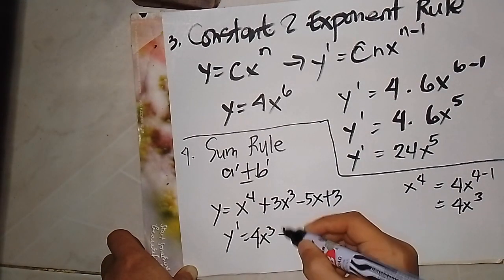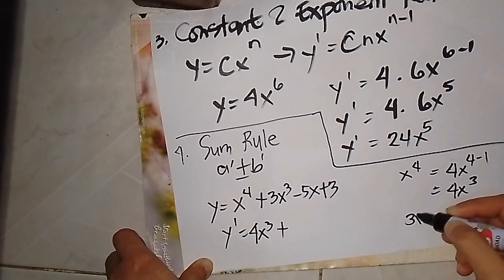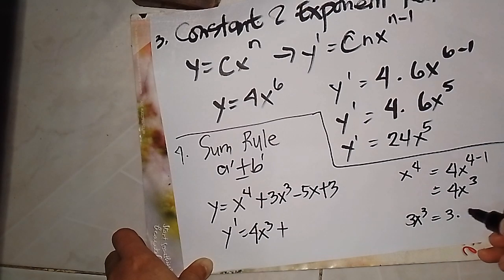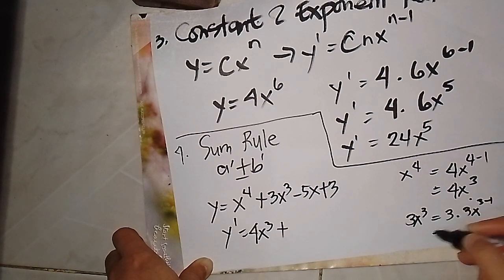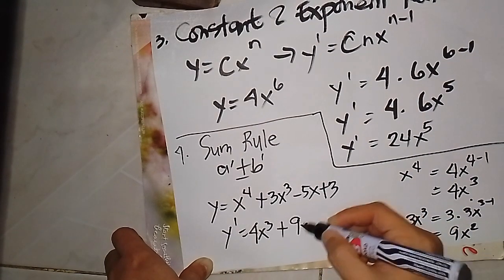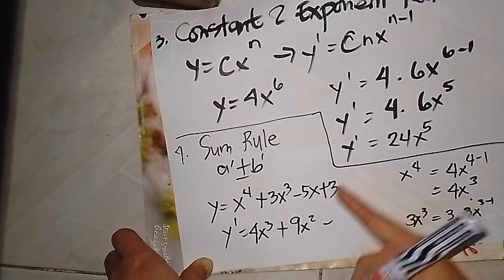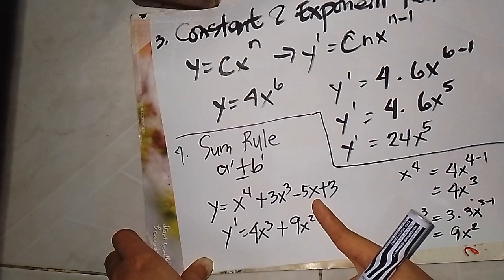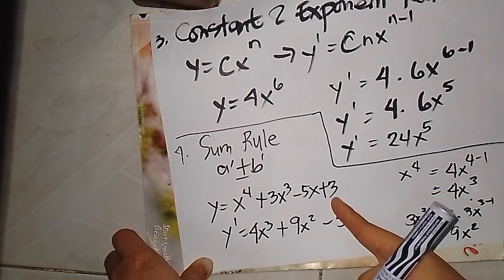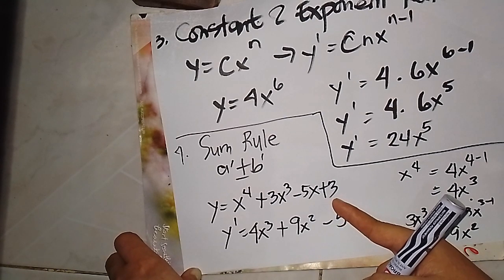So 4x cubed plus. And then the derivative of your 3x cubed: we have 3 times 3, and then 3 minus 1, so we have 9x squared. So plus 9x squared as the derivative of your 3x cubed. And then the derivative of negative 5x is simply equal to negative 5. Since 3 is a constant, as I have mentioned earlier in the constant rule, if you derive any constant, it will always be equal to 0.